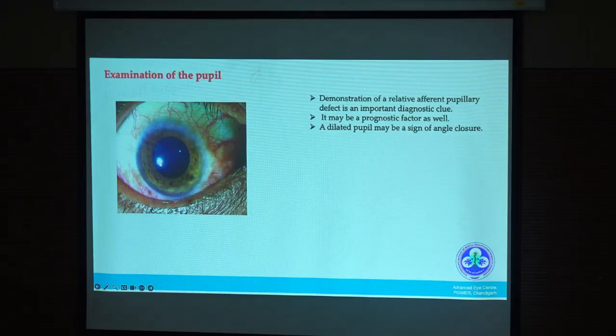Then examination of the pupil, I already mentioned, you can do with torchlight evaluation. RAPD is an important sign to prognosticate the disease. And of course the loss of pupillary ruff could be the earliest sign of an intermittent acute angle closure attack, or it could be an early sign of pseudoexfoliation syndrome.